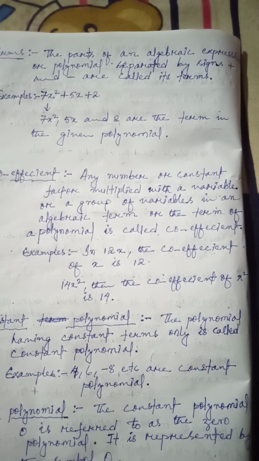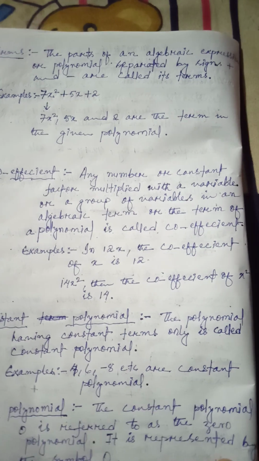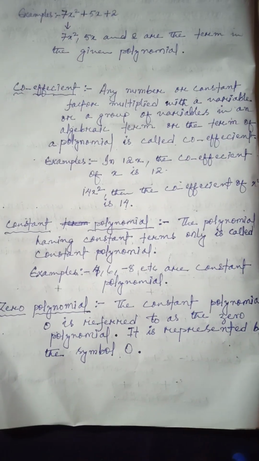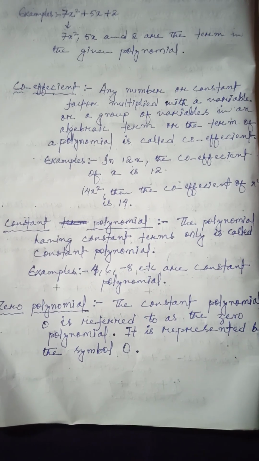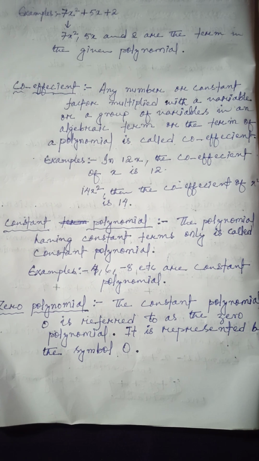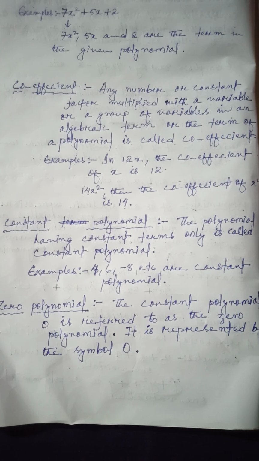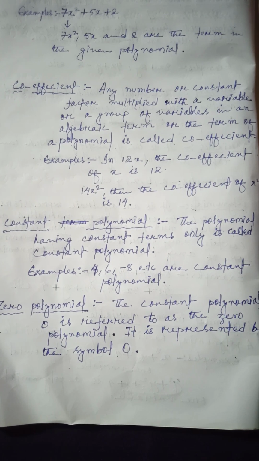Alright. If it is clear to all of you, then we will proceed to the next portion. Here we have constant polynomial. What do we mean by constant polynomial? The polynomial having only a constant term is called a constant polynomial. Those polynomials which have only a constant term and no other term, we call a constant polynomial.